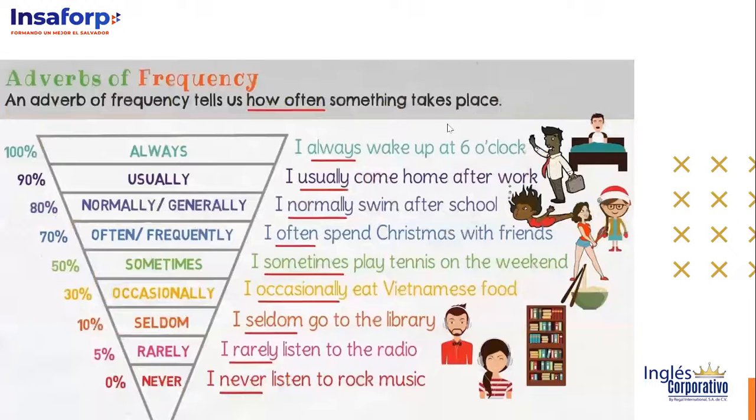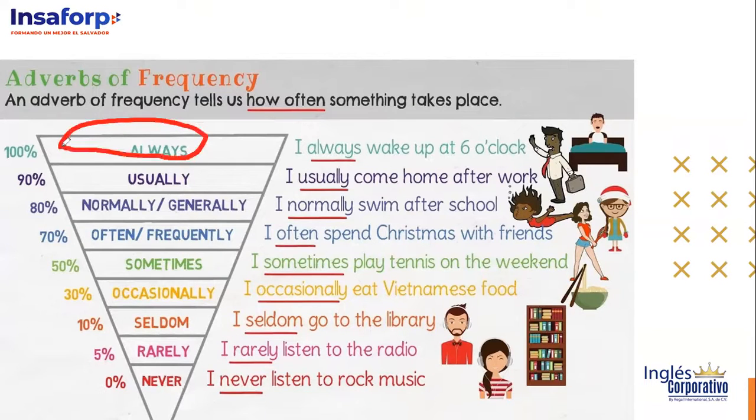Okay, if you see adverbs of frequency here, you have the first one, which is 100% sure is going to happen, or 100% sure happens, like always. For example, you can say, I always practice my English. Look at this. I always get up at 6 o'clock. All right. This is 100% always.